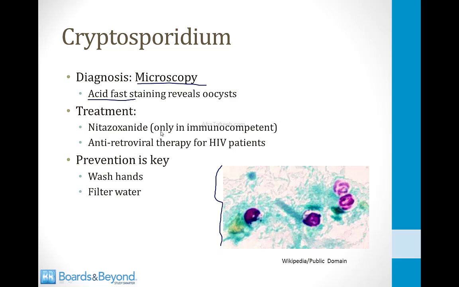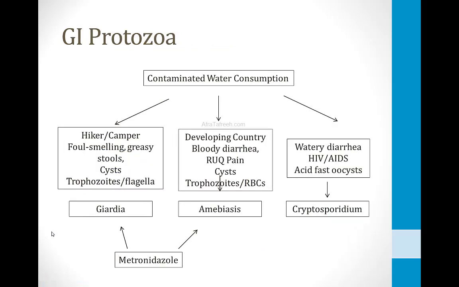There is a treatment for immunocompetent patients that's called nitazoxanide. If you have HIV/AIDS, really the only thing you can do to treat this is use antiretroviral therapy to try and raise the CD4 count. Nitazoxanide has been disappointing in clinical trials for efficacy in people with HIV/AIDS. And really prevention is the key here. People need to wash their hands and use filtered water so that they don't drink contaminated water and get the oocysts. So let me pause here and review the 3 GI protozoal infections.